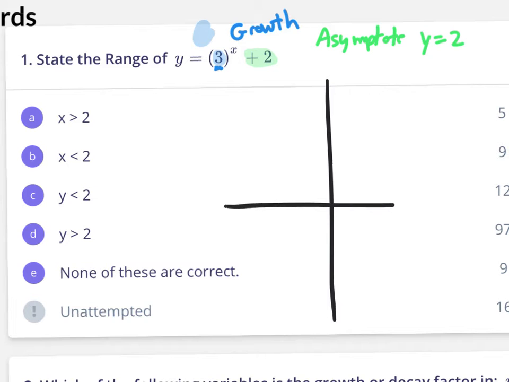All right, so even though they're not asking us to graph, check it out. I'm going to sketch it. Y is 2, so it's going to cross the y-axis at 2. And y equals 2 is this horizontal line. That's what we call the asymptote. Y equals 2.